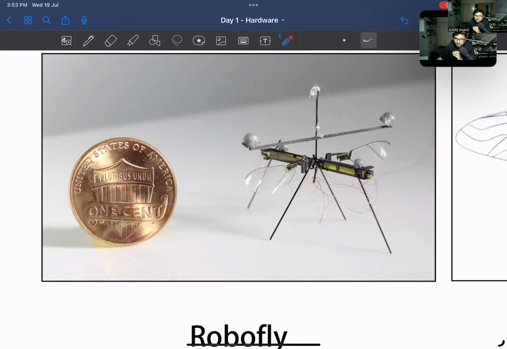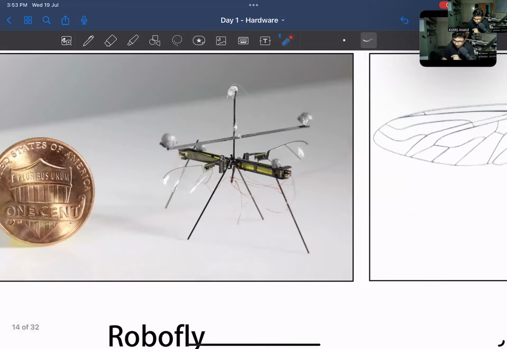So this coin has been shown here so that you can see the relative size of this aircraft, this UAV, MAV, with respect to the coin. They are kept side by side just for size comparison. So this is how small. This is a 1 cent nickel coin, a dollar nickel coin.